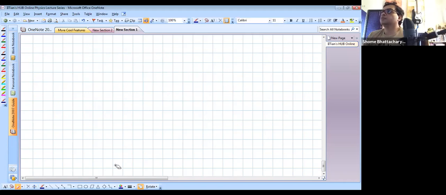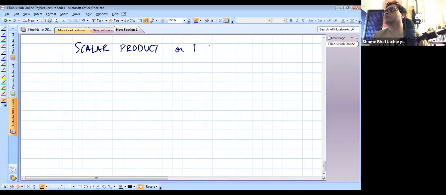Right, so let's come to the second part of our lecture today, which is the very important operation called scalar or dot product. It's a type of vector operation which gives us a scalar quantity. That's why it is called scalar product. So this is defined by this.